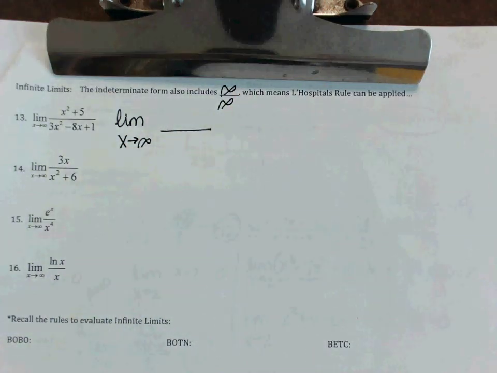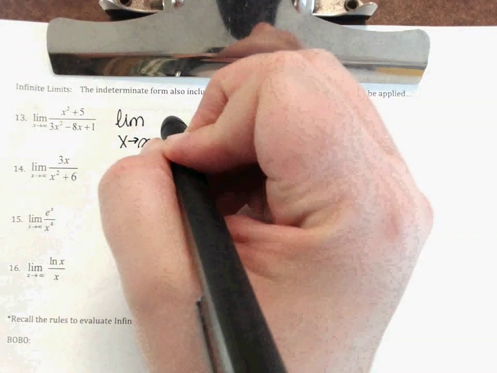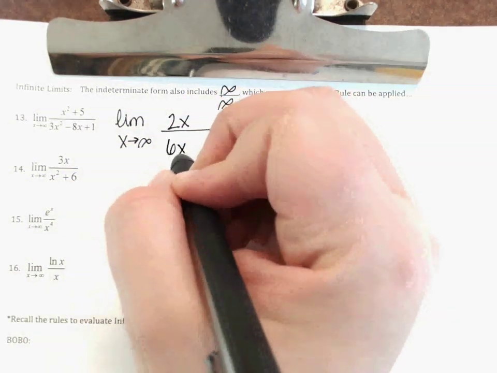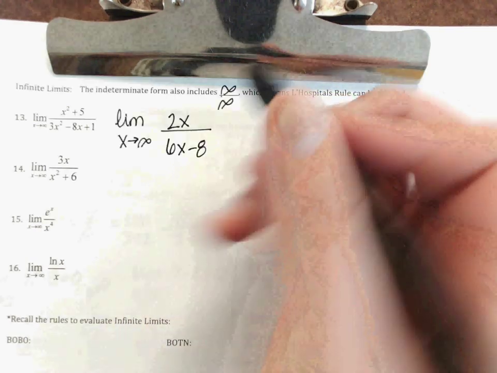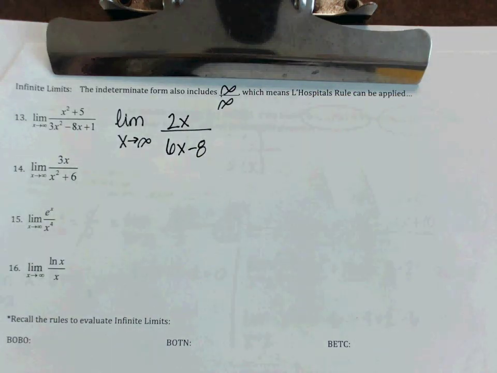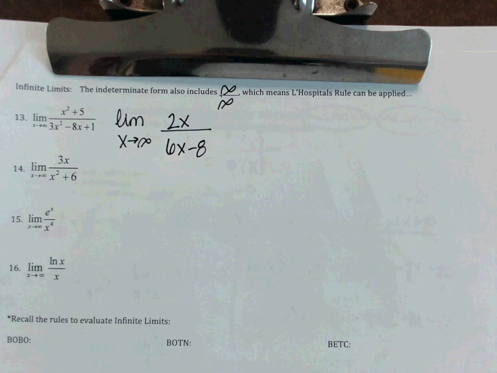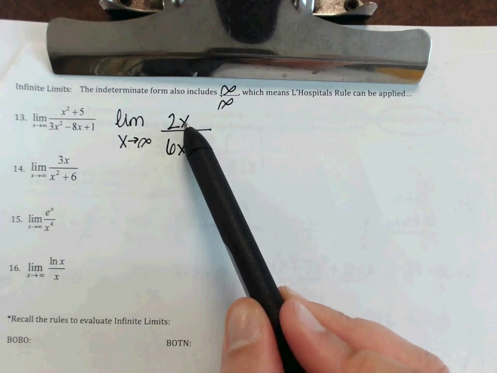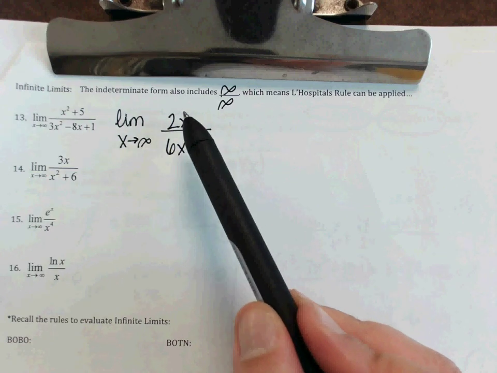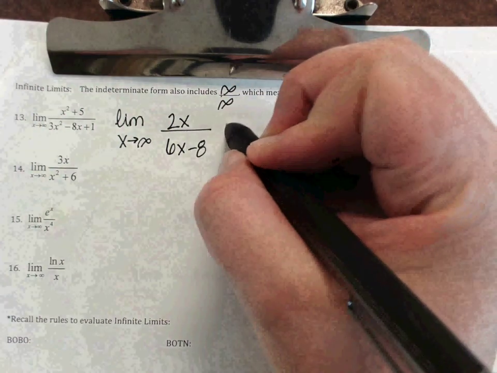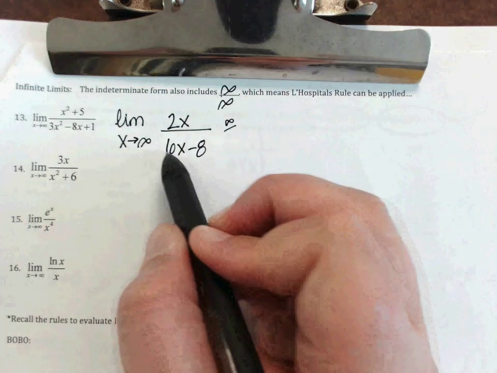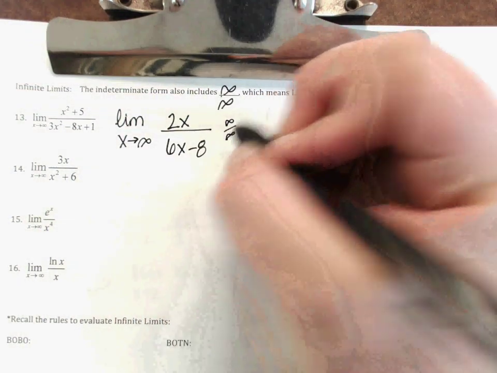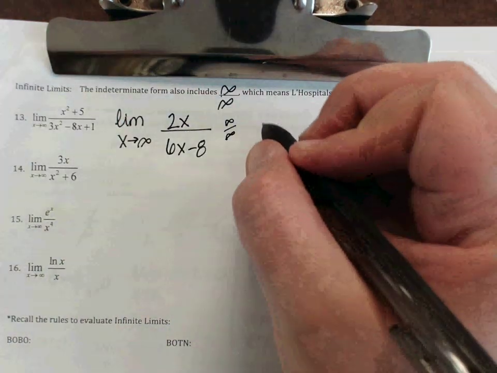On the top, what's the derivative of x squared plus 5? 2x. Okay, on the bottom? 6x minus 8. Okay, then let's try the limit again. X is getting bigger and bigger. On the top, if I double that number, that value is going to get bigger and bigger towards infinity, so we'll put infinity. Then 6 times a number getting bigger and bigger is going to keep getting bigger and bigger. So I would do L'Hopital's rule one more time.